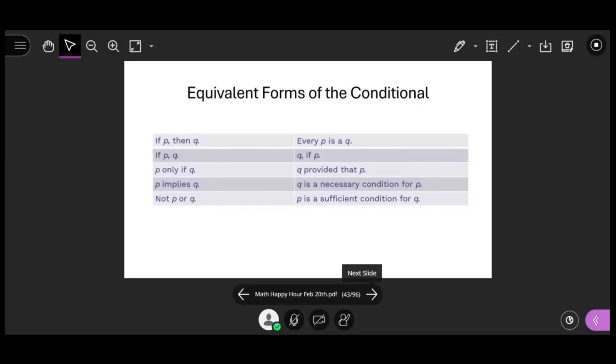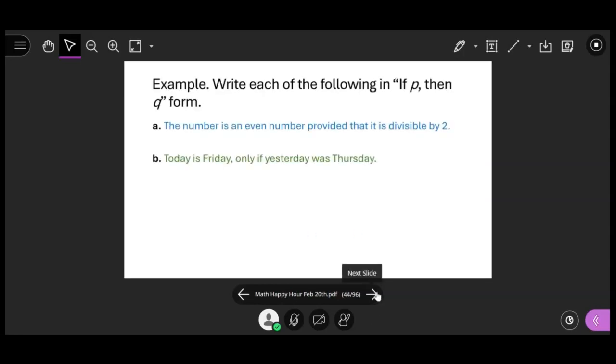Okay, so equivalent forms of the conditional. If P then Q, every P is a Q. Q if P. So these are just different ways of writing the same thing. P only if Q, Q provided that P. So if it says Q provided that P, you're looking at P only if Q, and so on. So this table would be helpful for you to have while you're doing these problems.